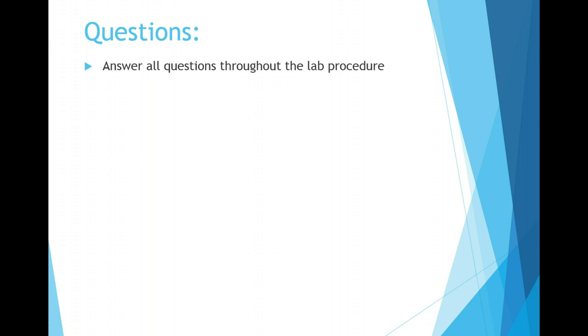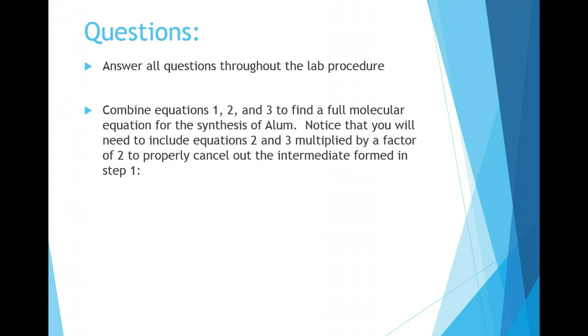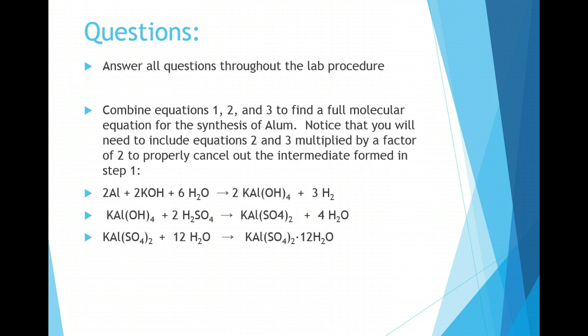Now, one of the tougher questions in the lab procedure is worded in this way. Combine equations 1, 2, and 3 to find a full molecular equation for the synthesis of alum. Notice that you will need to include equations 2 and 3 multiplied by a factor of 2 to properly cancel out the intermediate formed in step 1. So if you take a look at the equations that are numbered 1, 2, and 3, the molecular equations numbered throughout the lab, they are as follows. And I pulled these right from the lab handout. And it says that you will need to include equations 2 and 3 multiplied by a factor of 2.